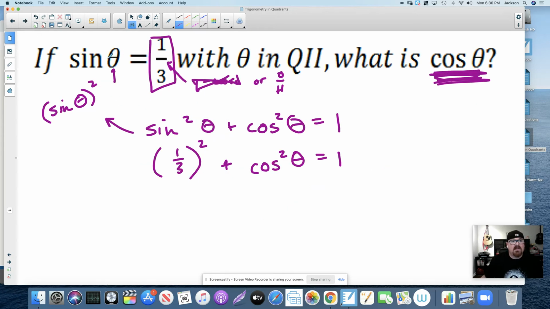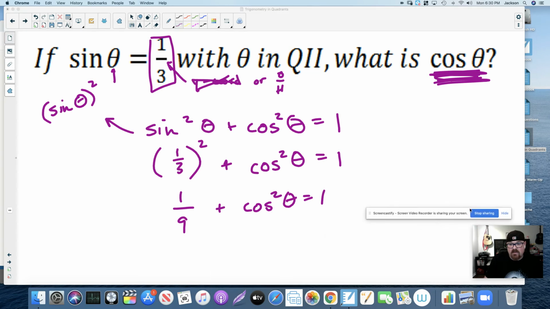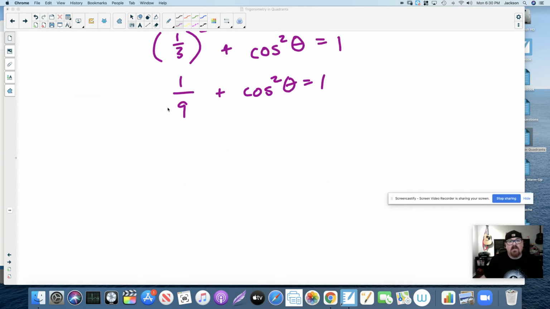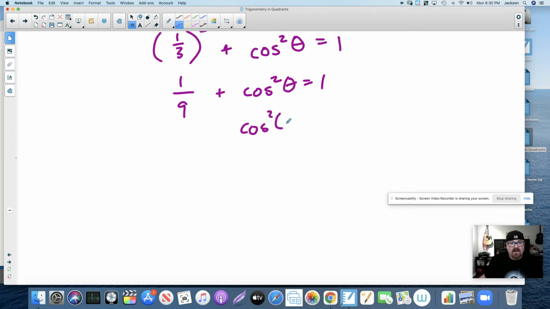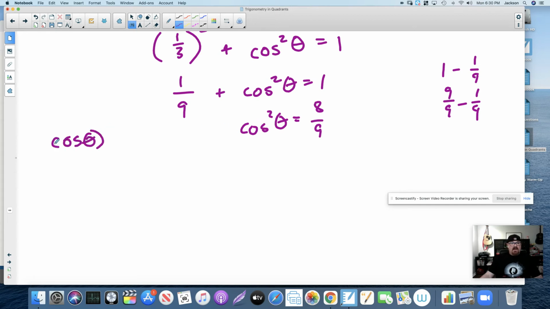Okay, but for this one, starting with sine, ending with cosine, makes perfect sense to use the Pythagorean identity to get there. So if I square this, I get 1/9 plus cosine squared theta equals 1. Okay, you know there's something coming up, right? So let's see. When we subtract the 1/9 to the other side, we've got cosine squared theta equals 8/9, because 1 minus 1/9 is 9/9 minus 1/9. We're not dealing with decimals here, folks. Okay, don't bother with that. So 9/9 minus 1/9 is 8/9. And then this is, again, cosine theta quantity squared.